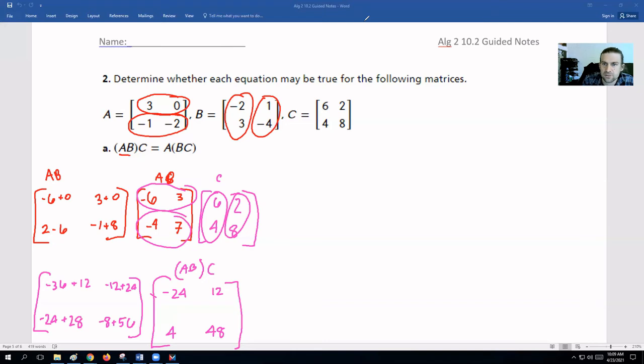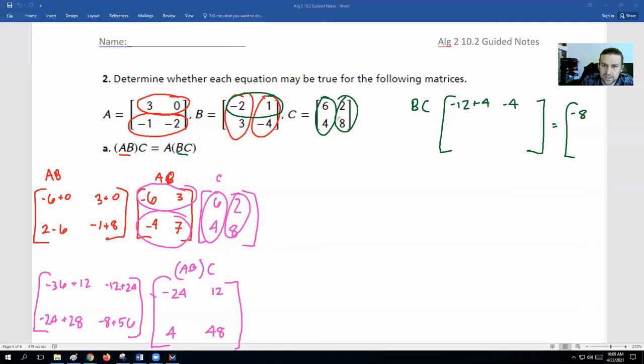Now over here, let's do A times BC. So let's first figure out what BC is. B times C. First row, first column: negative 2 times 6 is negative 12. 1 times 4 is 4. If we add those together, that would be negative 8. And then negative 2 times 2 is negative 4. 1 times 8 is 8. That would be 4.